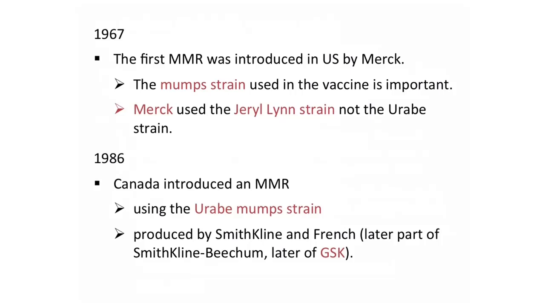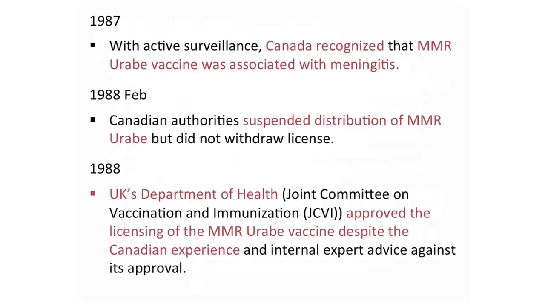In 1967, the first MMR was introduced in the United States by Merck using the Jeryl Lynn strain, not the Urabe strain. In 1986, Canada introduced an MMR using the Urabe mumps virus strain, produced by a company later to become incorporated as part of GlaxoSmithKline. With active surveillance, Canada recognized that the MMR Urabe vaccine was associated with meningitis, and in 1988, Canadian authorities suspended distribution of the MMR Urabe vaccine, but did not yet withdraw the license.